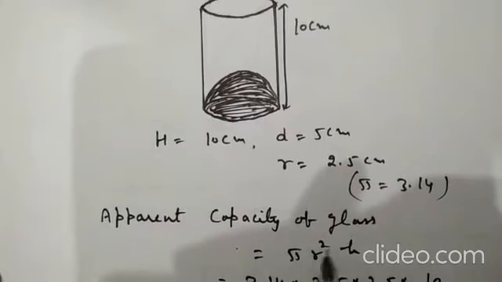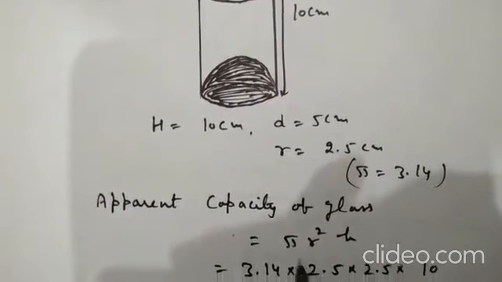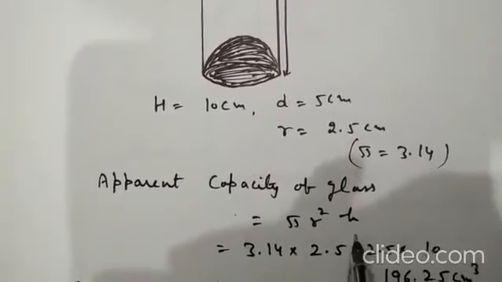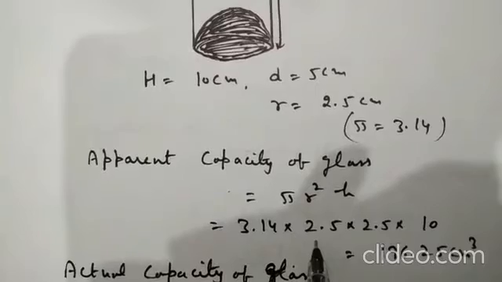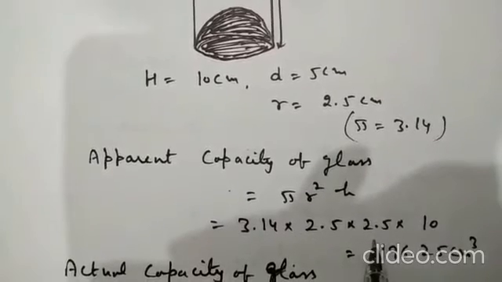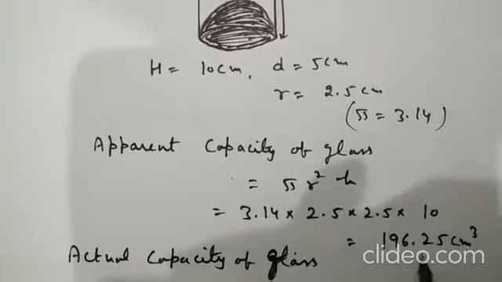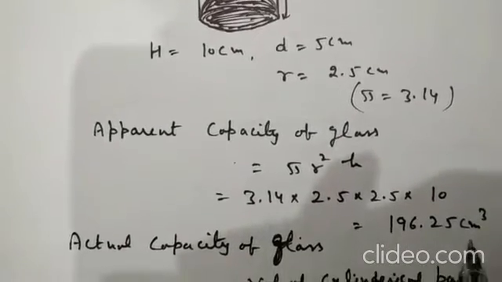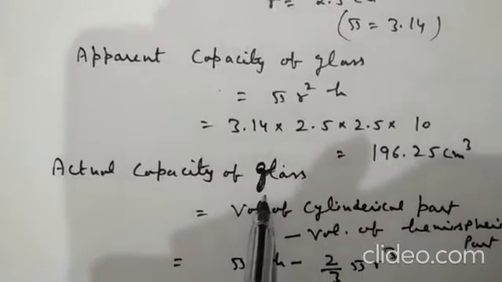It means apparent capacity of glass is volume of the cylindrical part, that is pi r square h. Pi is here 3.14, radius 2.5 into 2.5, height is 10. So it will be 196.25 cubic centimeter. Now what is the actual capacity of the glass?